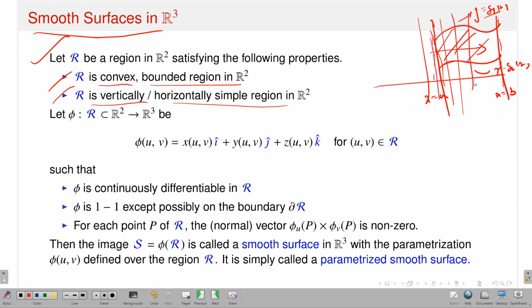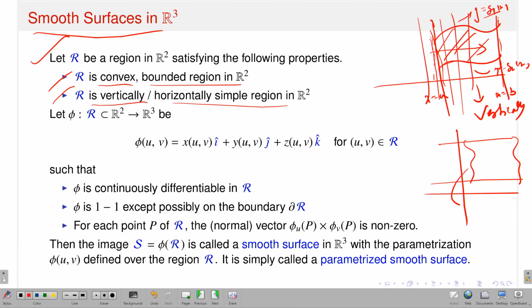And what is horizontally simple, if you remember? Horizontally means y should be fixed. You have this y fixed, but x should be bounded by some curves. So x should be g1 of y, and x should be g2 of y. That means if I move horizontally, I can cover the whole region. So this region is called horizontally simple, and the earlier one is called the vertically simple region. Therefore I need my region in R2 to be a very nice region.